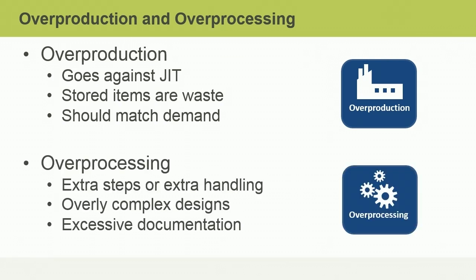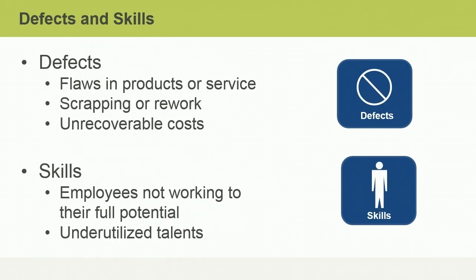Overprocessing is waste due to extra steps or extra handling, overly complex designs, or excessive documentation. Defects are another type of waste. They may include flaws in products or a service, scrapping or rework, and unrecoverable costs. Skills are yet another form of waste. If employees are not working to their full potential or their talents are underutilized, this is wasteful. By underutilizing employees and not being attentive to them, an organization may fail to capitalize on the talents available to meet business goals and objectives.